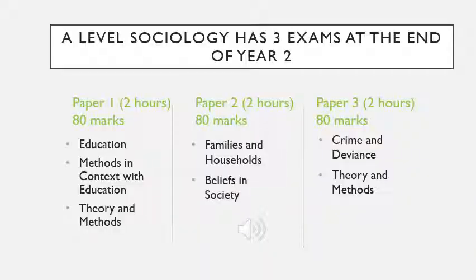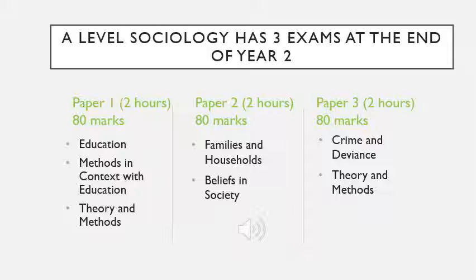Everyone's favourite bit is about exams. So at A-level sociology, there are 3 exams at the end of your second year. Paper 1 is 2 hours and it's worth 80 marks, and that's on education, methods in context with education. So that's research methods in context of education, and theory and methods.